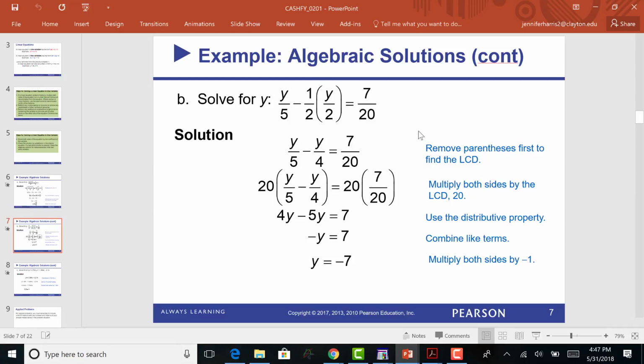See how much easier it is once you get rid of those fractions? 4y minus 5y is negative 1y, which equals 7. Can I leave my answer like this? Nope. So what should I divide both sides by? Negative 1. Divide both sides by negative 1. So y equals negative 7. Done. See, it's not so bad, is it?